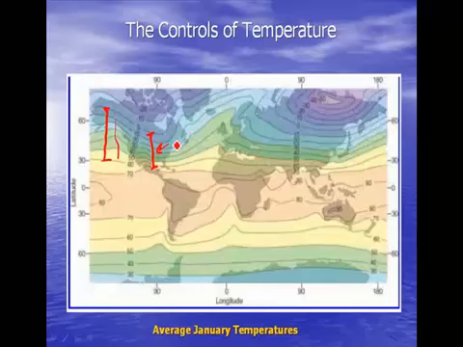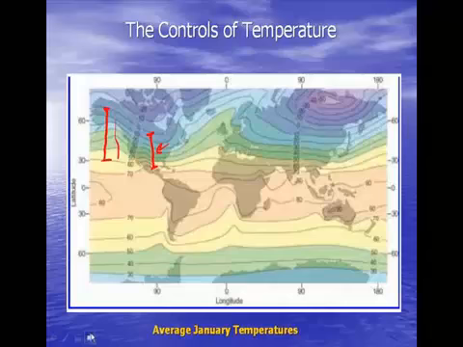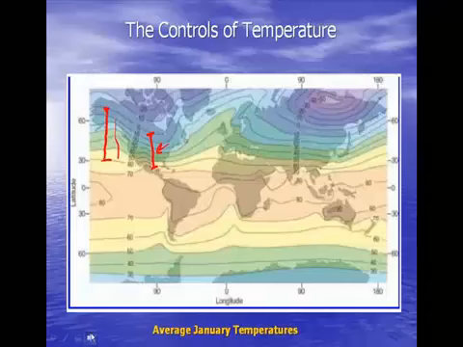Any idea why? Well, you already have an idea. We talked about the ocean being a huge heat reservoir. In other words, it has to do with heat capacity, or specific heat in particular. And so the land cools and heats up much more quickly than the oceans.